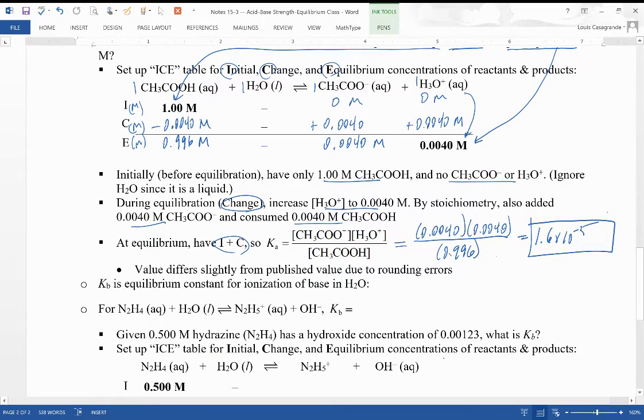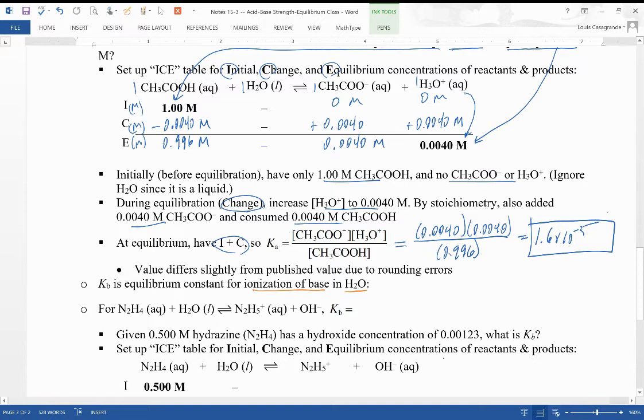So anytime I give you the initial concentration of the acid, I will give you the concentration of the H3O plus, and you can fill in the ice table and determine the Ka. For Kb, it's going to be a similar thing, except now we have the reaction of a base, ionization of a base in H2O.